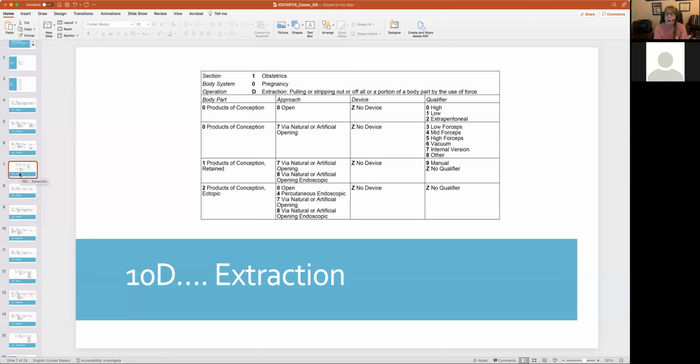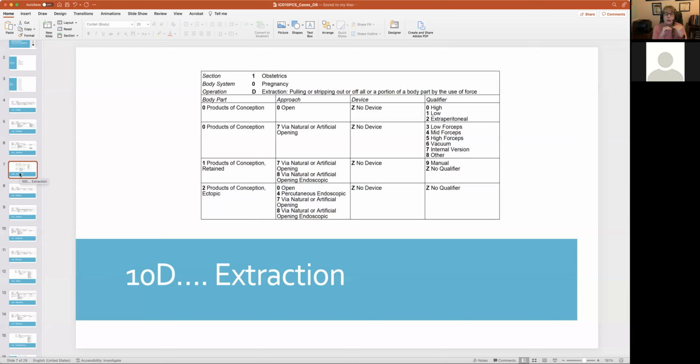Okay, now some of you may know the term D&C, dilation and curettage. So they may do that, okay? But they are going in. This is a woman who was pregnant, has given birth, but there are still retained products of conception. There's still stuff in there that can cause infection and a terrible situation for the mother. So they have to go in there and get it out, okay?